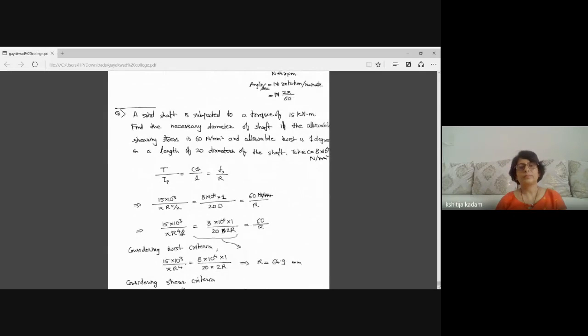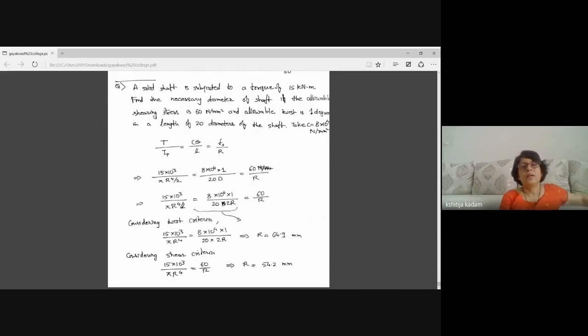one small problem. A solid shaft is subjected to a torque of 15 kilonewton meter. Find the necessary diameter of the shaft if the allowable shear stress is 60 Newton per mm square and allowable twist is 1 degree in a length of 20 diameters of the shaft. Take C is equal to 8 into 10 raised to power 4 Newton per mm square.